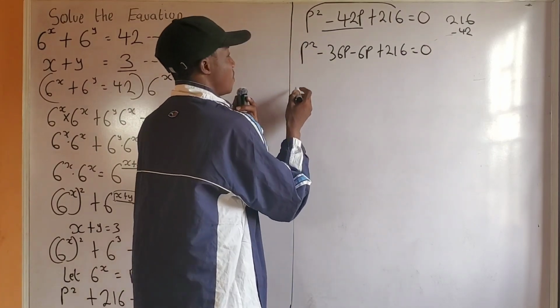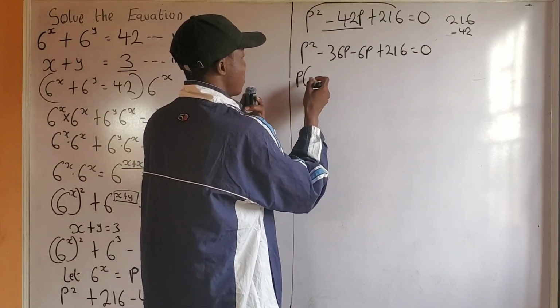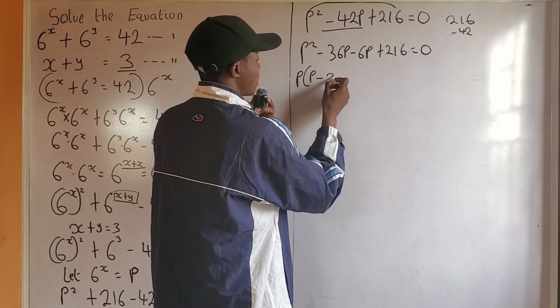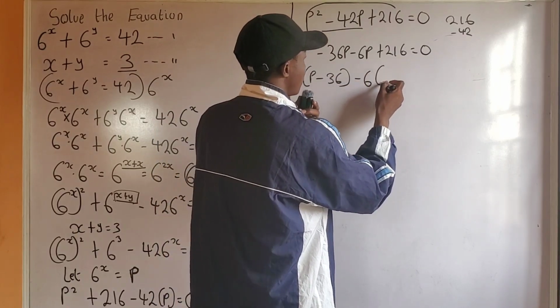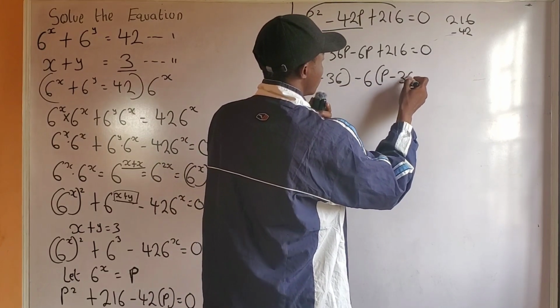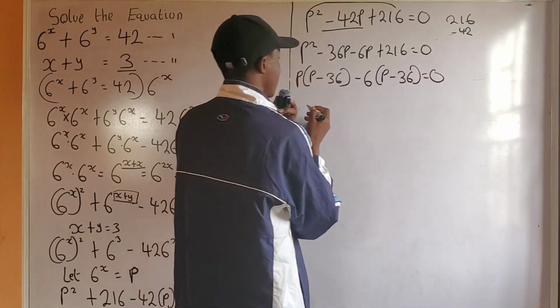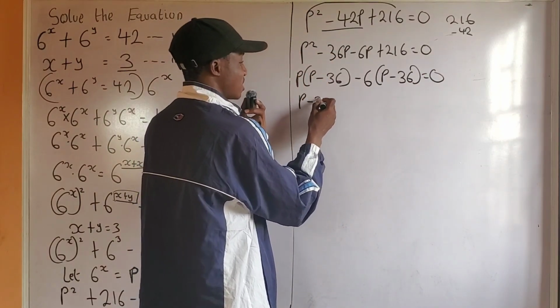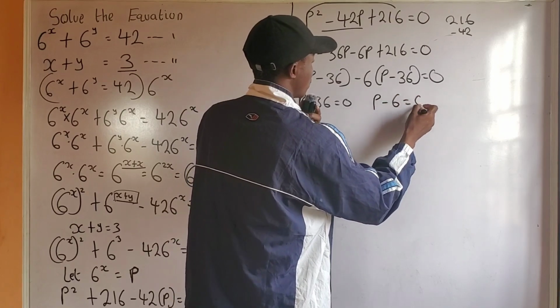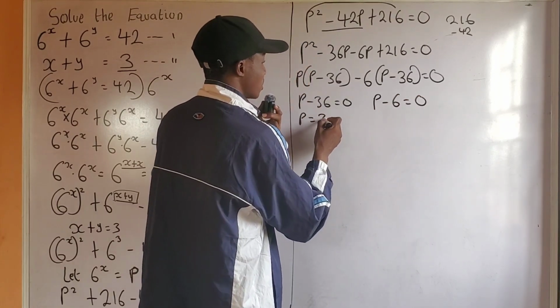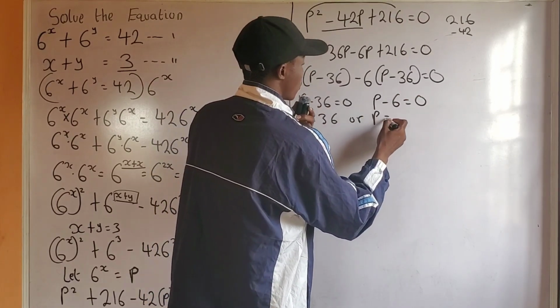Okay, now factorize: p multiplied by p minus 36. Are you getting it? Minus 6 multiplied by p minus 36. This will be equal to 0. So I'm going to have p minus 36 equals 0, or p minus 6 equals 0. So p equals 36 or p equals 6.